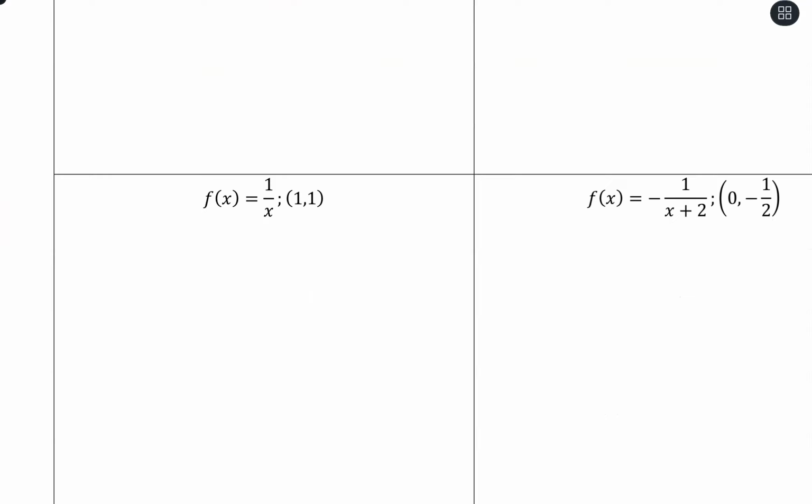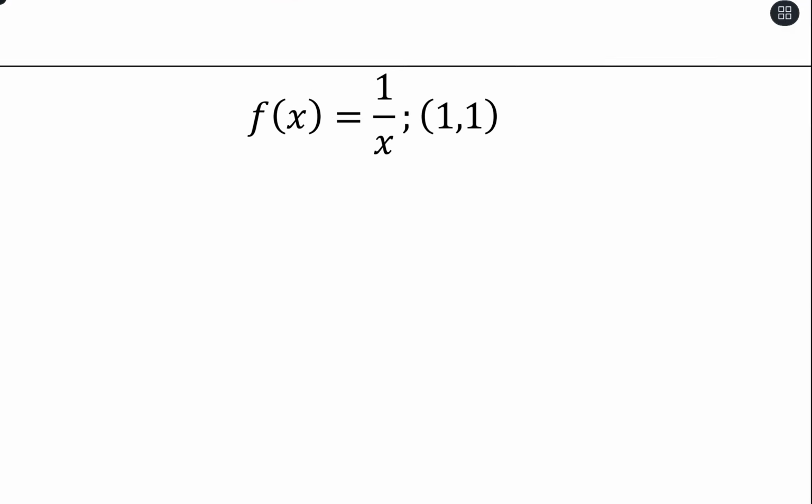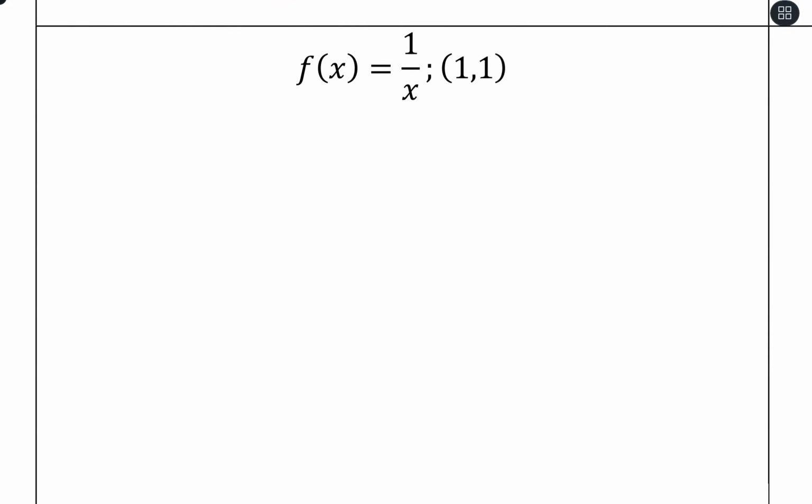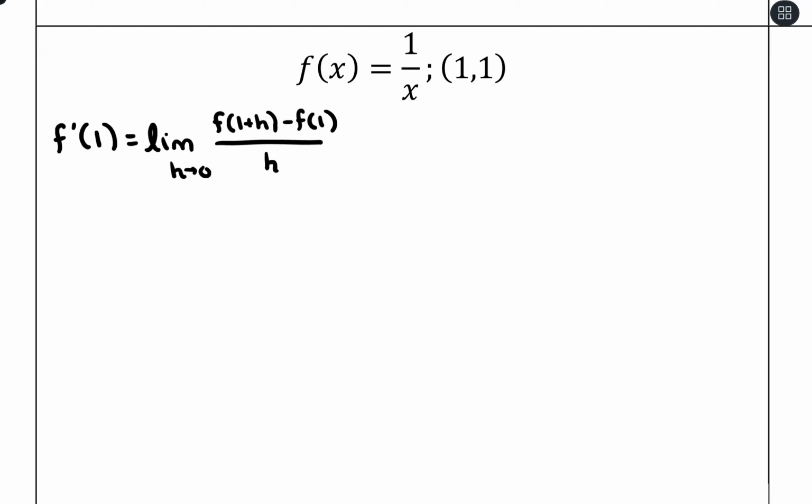All right, let's look at some rational functions here and some algebra review of how to deal with those. Okay, so f prime of 1, we're evaluating that limit as h approaches 0 of f of 1 plus h minus f of 1 all over h, which will be the limit as h approaches 0 of 1 over 1 plus h minus 1 over 1, which is 1, all over h.